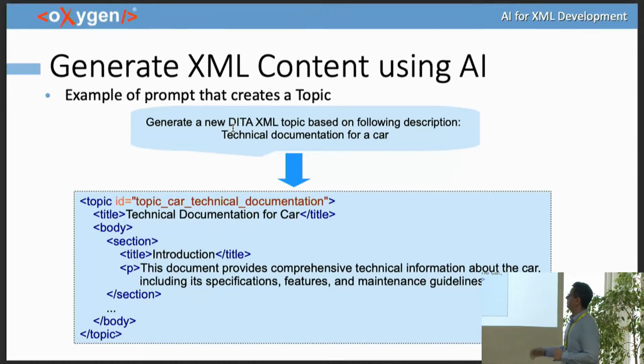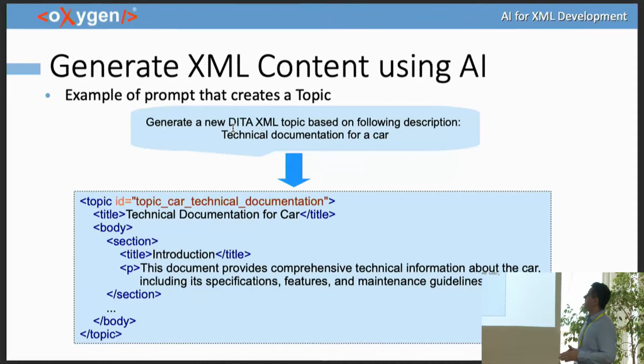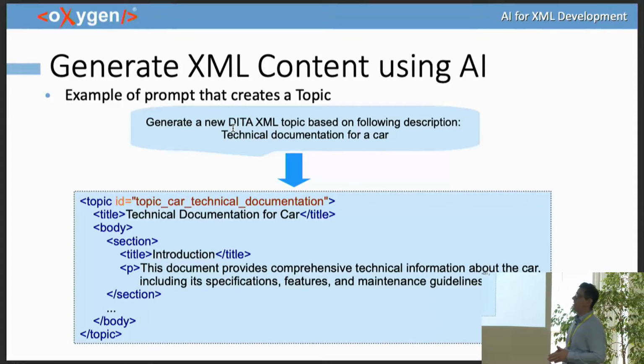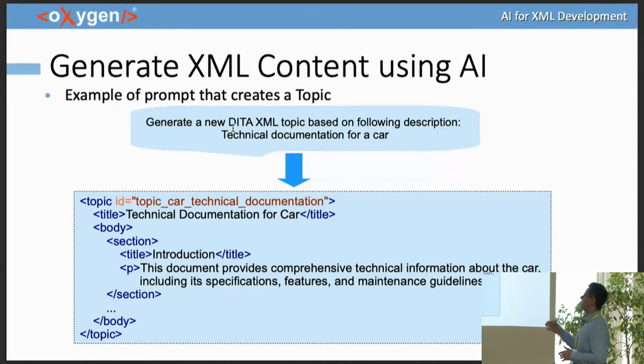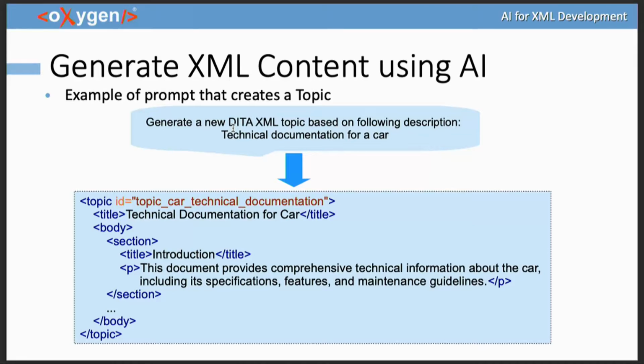So, for example, you can generate a DITA topic. You can have a prompt that says, OK, I want to generate a new DITA XML topic based on the following description, and you can pass a description for the topic. And the AI will know the structure of the topic, so it will know how to generate this XML document.